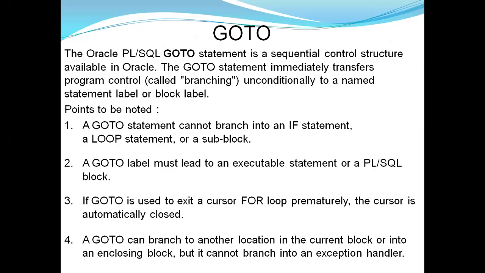Next thing, a command called goto. I'm assuming that everybody knows what goto is. Goto is nothing but a sequential control structure available in Oracle. It immediately transfers program control to any named statement label or a block label. Very simple, and that is called branching. Now, let's first understand with an example.